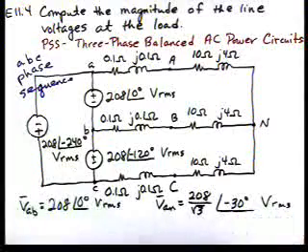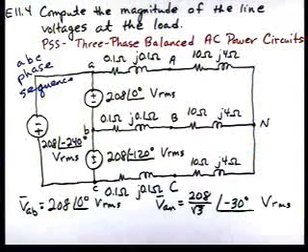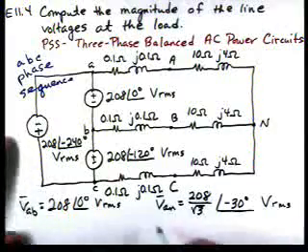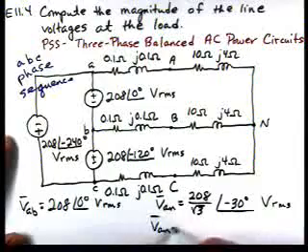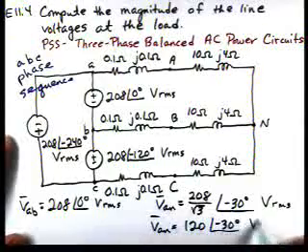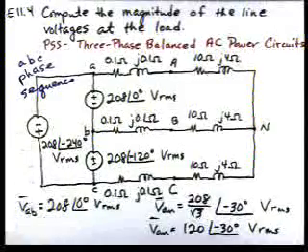And that goes back to our phasor diagram relating line voltages and phase voltages, or line-to-line and line-to-neutral voltages for a three-phase system. So VAN is 120 at an angle of minus 30 degrees volts RMS.